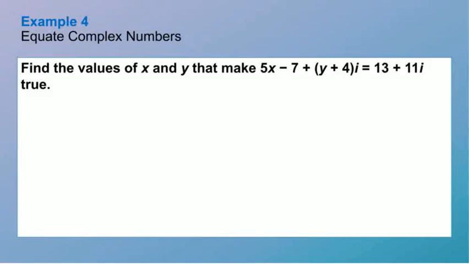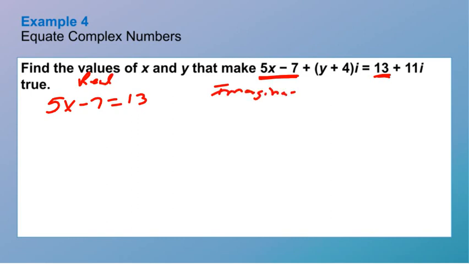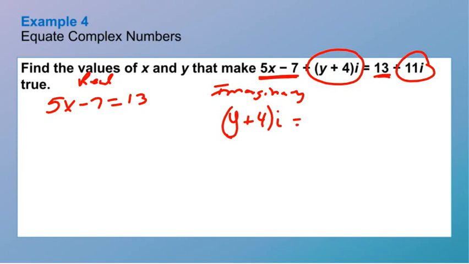So we're going to find the values of x and y that make 5x minus 7 plus (y plus 4)i equal to 13 plus 11i true. To do this, we're just going to work with our real parts. The real parts are 5x minus 7 and 13, so I'm going to have one equation: 5x minus 7 equals 13. And then the imaginary part is anything with an i. That would be y plus 4i equaling 11i.